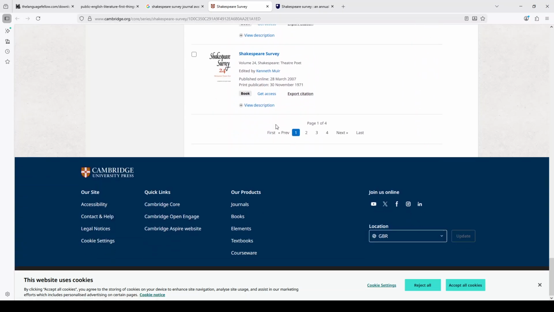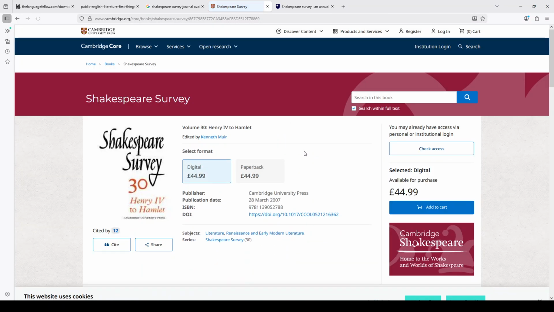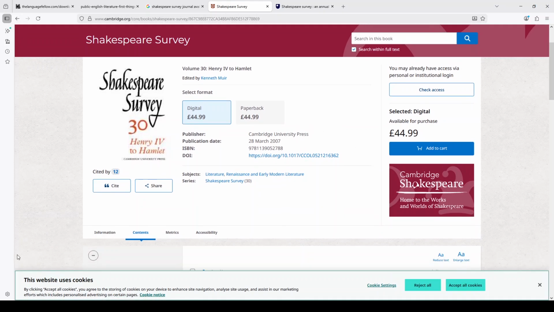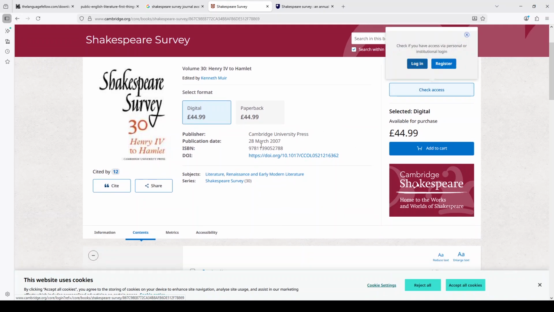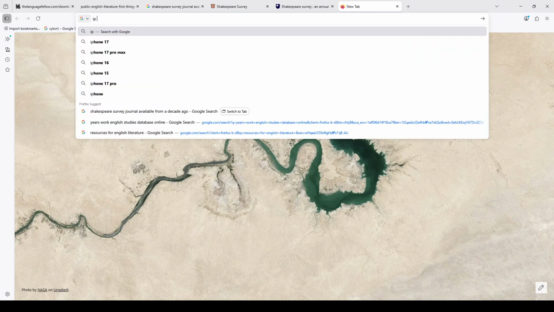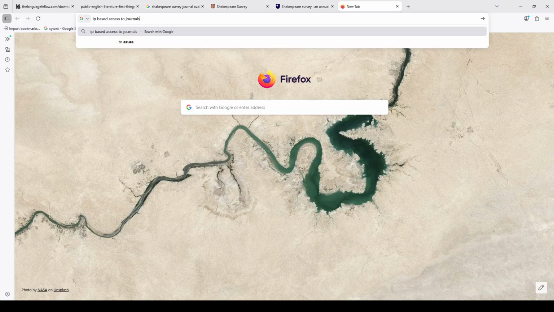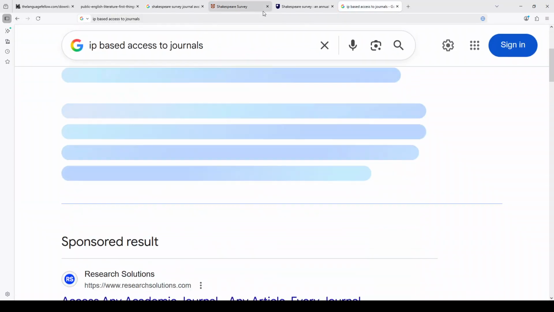So, as a rule of thumb, if it's from a certain number of years ago, volume 30, I should have access to this kind of thing. It depends on what policies they have, check access and so on. So yeah, doesn't look like. And then access is IP based. Access can be IP based access to journals, for example. Find out more about this.